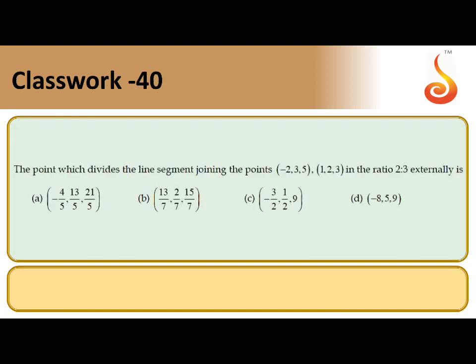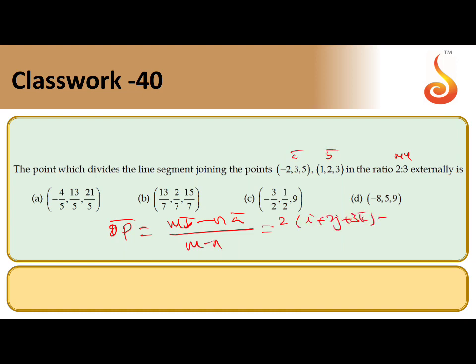Next, the point which divides the line joining the points in the ratio 2 is to 3 externally. You can use the section formula. In vector notation, m and n are given. Externally means the point OP bar equals (m B bar minus n A bar) by (m minus n). M is 2 into B bar. This is A bar and this is B bar. So (2 into (i plus 2j plus 3k) minus 3 into (minus 2i plus 3j plus 5k)) divided by 2 minus 3. Solve it slowly.